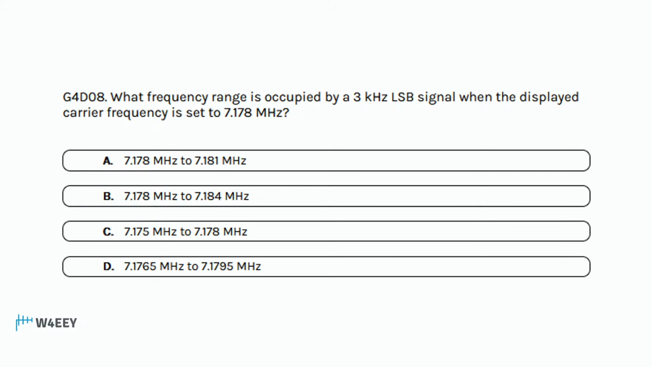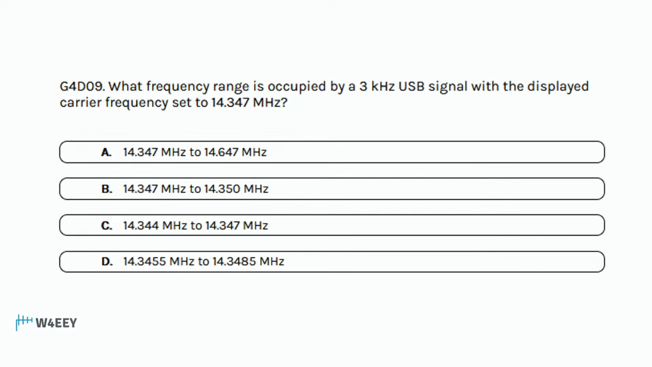And what frequency range is occupied by a 3 kilohertz lower sideband signal when the displayed carrier frequency is set to 7.178 megahertz? Charlie. Exactly, 7.175 to 7.178. And what frequency range is occupied by a 3 kilohertz upper sideband signal with the displayed carrier frequency set to 14.347? 14.347 to 14.350. Very good.